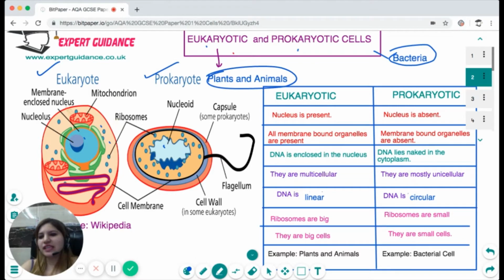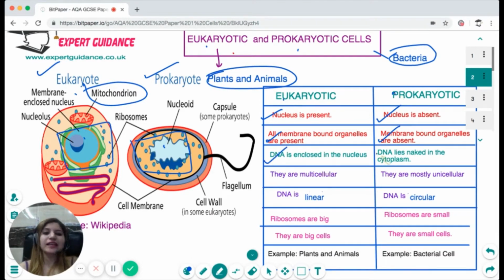The first basic difference between the two is the presence of this structure called the nucleus. So the nucleus is present in a eukaryotic cell, but in a prokaryotic cell, the nucleus is absent. Apart from the nucleus, in the eukaryotic cell, you can see they have those organelles which have a membrane around them. So all membrane-bound organelles are present in a eukaryote, for example mitochondria, but these membrane-bound organelles are absent from a prokaryotic cell. The next difference is, since the nucleus is absent in the prokaryotic cell, the DNA is enclosed in the nucleus in a eukaryotic cell, but in a prokaryotic cell, it lies naked in the cytoplasm as it has no nucleus.